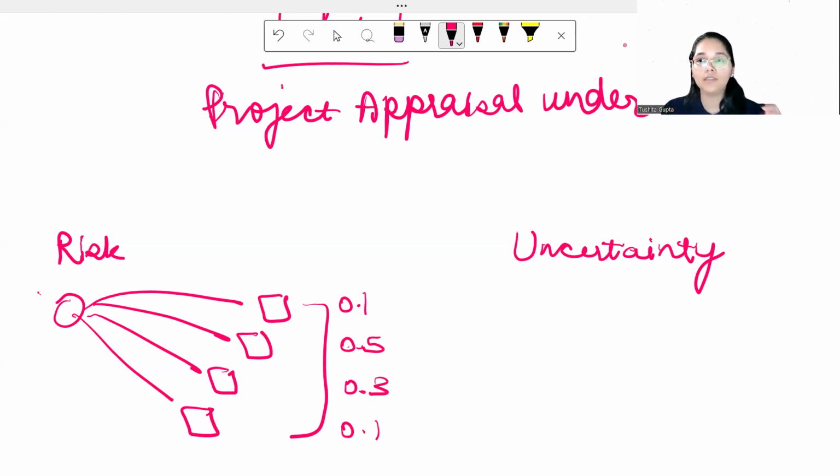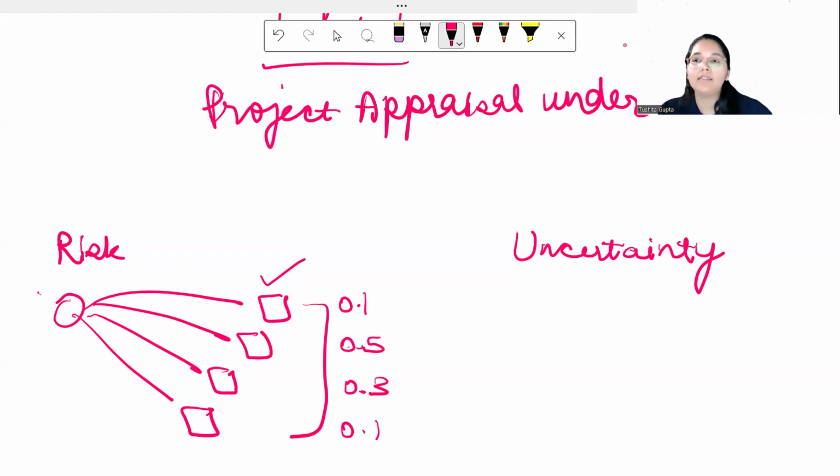So you know that the project you're taking has 4 possible outcomes. 4 things can happen because of doing this. And what are the probabilities of each of those events happening? What is the probability that the first outcome will be there? What is the probability that the third outcome will be there? So you know the probabilities for all of the possible events.